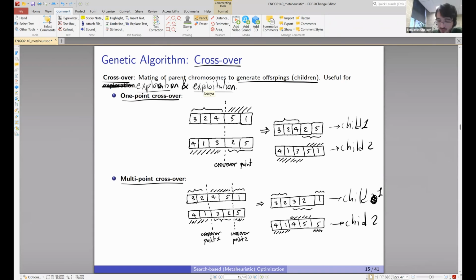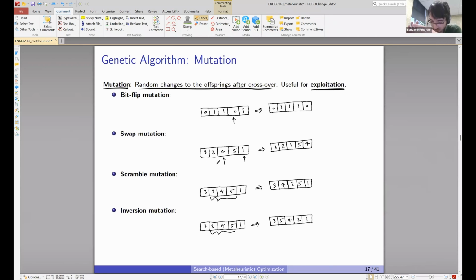But if the crossover point, for example, is in the middle, it means that the child is far away from the two parents. It's a bit further from them. So it's good for exploration. It means that it will explore the different areas in the optimization landscape. Mutation is good for exploration.